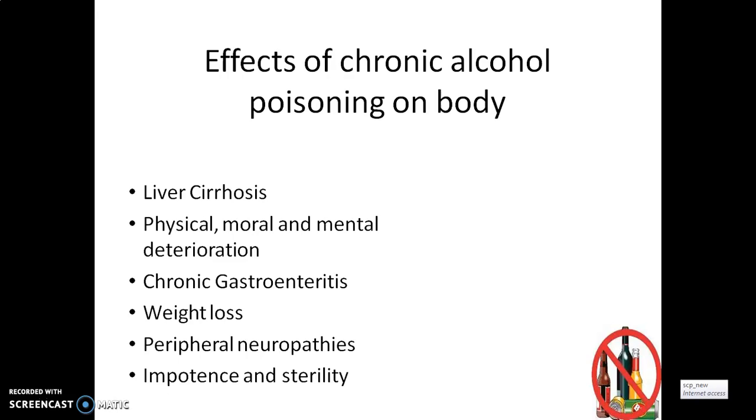Coming towards the effects of chronic alcohol poisoning on the body, it causes liver cirrhosis, physical, moral and mental deterioration, chronic gastroenteritis, weight loss, peripheral neuropathies, and impotence and sterility can be observed as chronic effects.